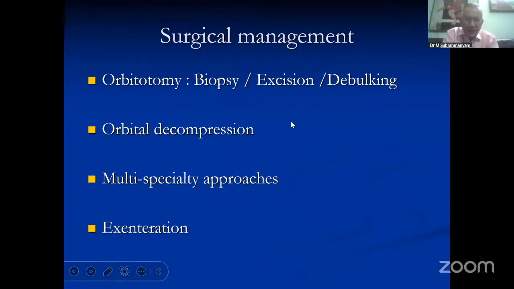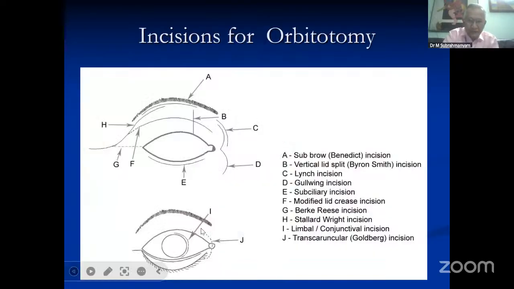So this is the surgical management. If we are thinking of the bulk, it is orbitotomies, that's what we do. It could be for a biopsy or excision or debulking. The other surgeries could be orbital decompression in thyroid orbitopathy not responding to medical treatment, or there could be multi-specialty approaches where it is extending to or coming from neighboring structures like sinuses or brain, and rarely we may need to do exenteration.